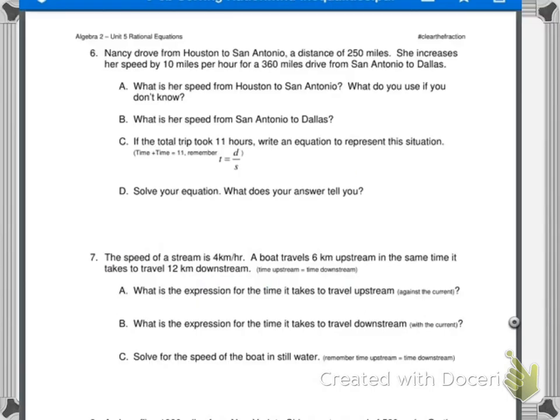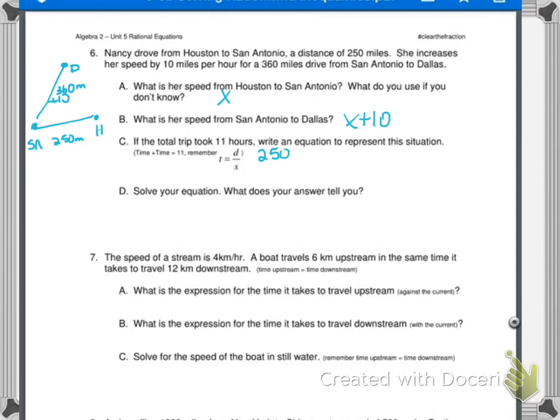Okay, for this next one, we have a travel problem. I mean, we're driving somewhere. So first, we're going from Houston to San Antonio, and that's 250 miles. And then from San Antonio to Dallas, and that's 360 miles, and we know that we're going 10 miles per hour faster. So from Houston to San Antonio, we don't know that speed. But from San Antonio to Dallas, we know that it's 10 miles an hour faster.